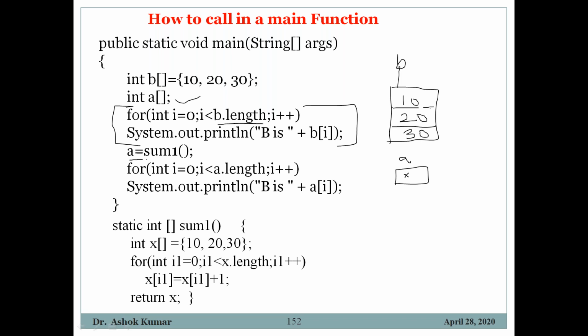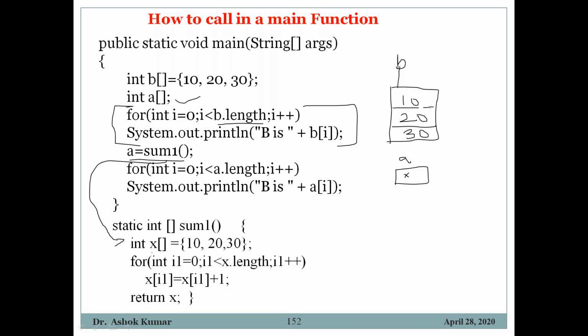Then the important function that we are calling here is sum, right? So this is the sum method. This right hand side will call the sum method. It's not having any parameter, so we are not passing any value to it. So when this right hand side is executed, it will call this method and control will jump to this part.